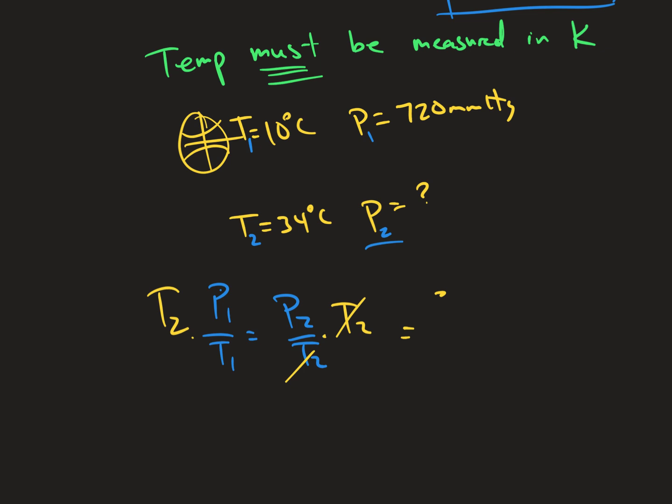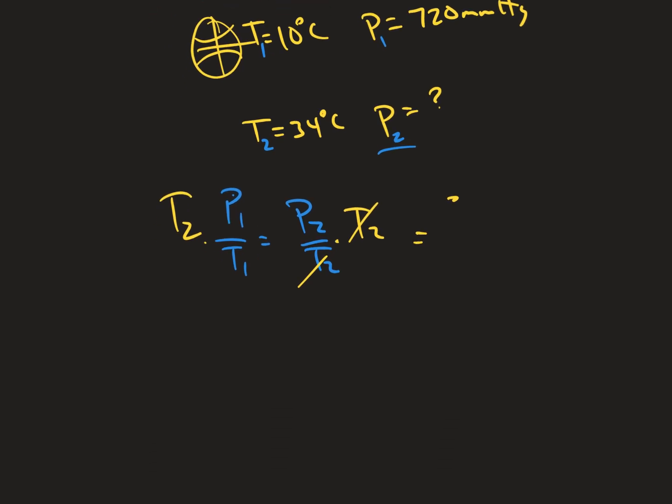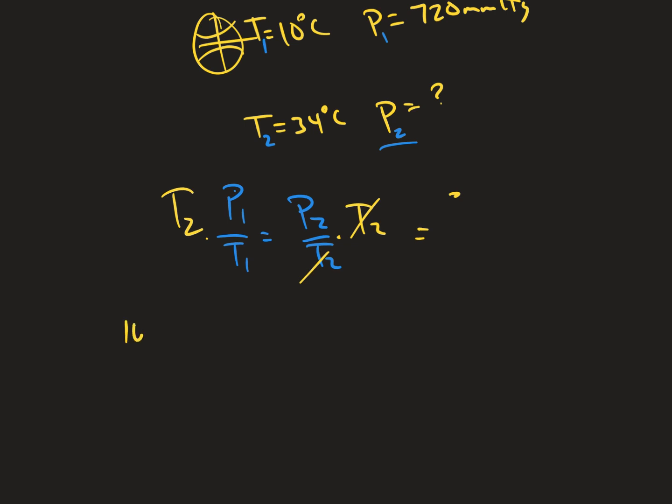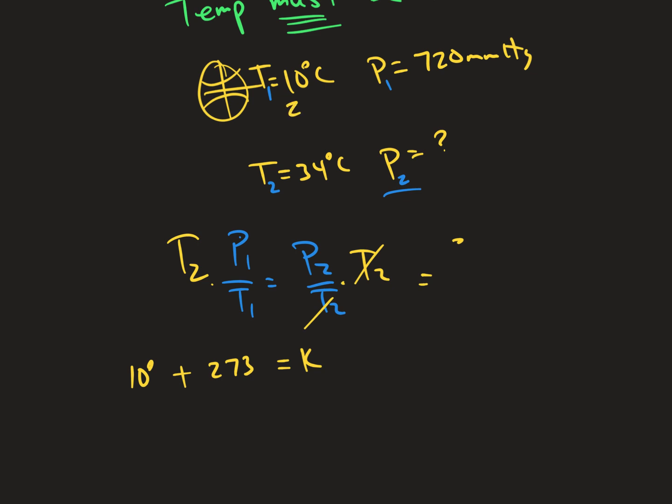Why not? It has to be in Kelvin. So you've got to know that. Put that in big bold letters. You have to have temperature in Kelvin, so highlight it, star it, whatever you've got to do. Okay? So let's do that first. 10 degrees Celsius plus 273 is equal to temperature in Kelvin, right? So that means this is 283 Kelvin. Good?